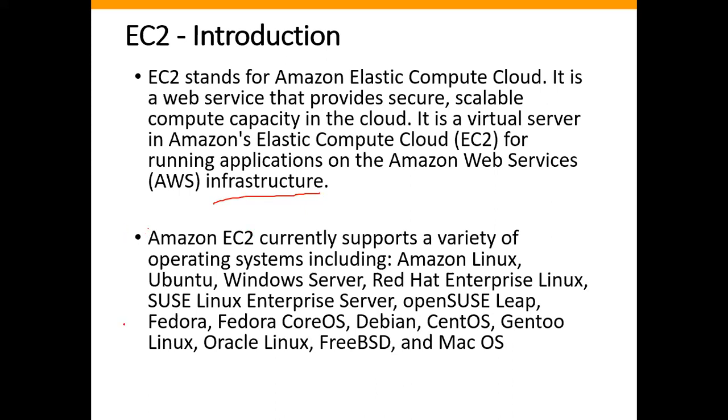AWS supports this many operating systems. Amazon has its own Linux-based operating system. They have Ubuntu also. They have Oracle Linux also. They have Windows Server also. Red Hat, Mac operating system also. So these are the operating systems. With the help of these, we can create our EC2 machine. With the help of an EC2 machine, we can do anything in our cloud platform.